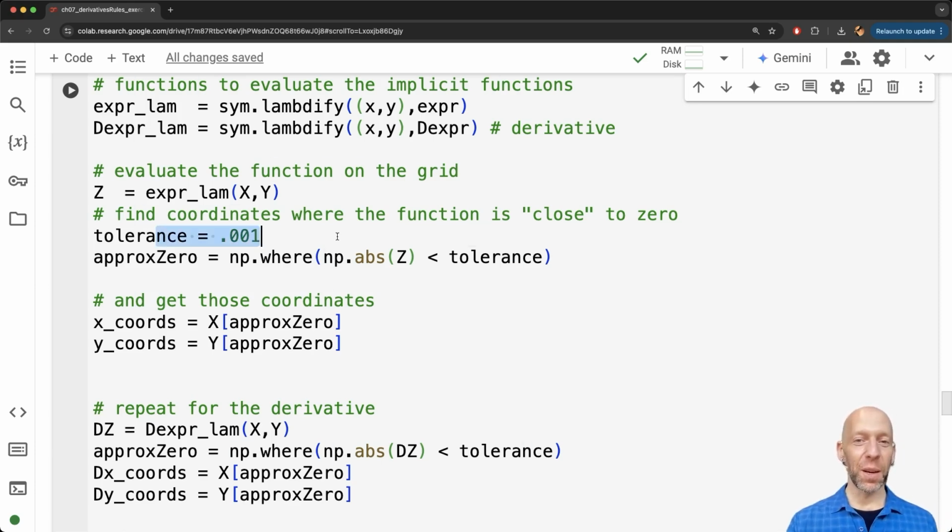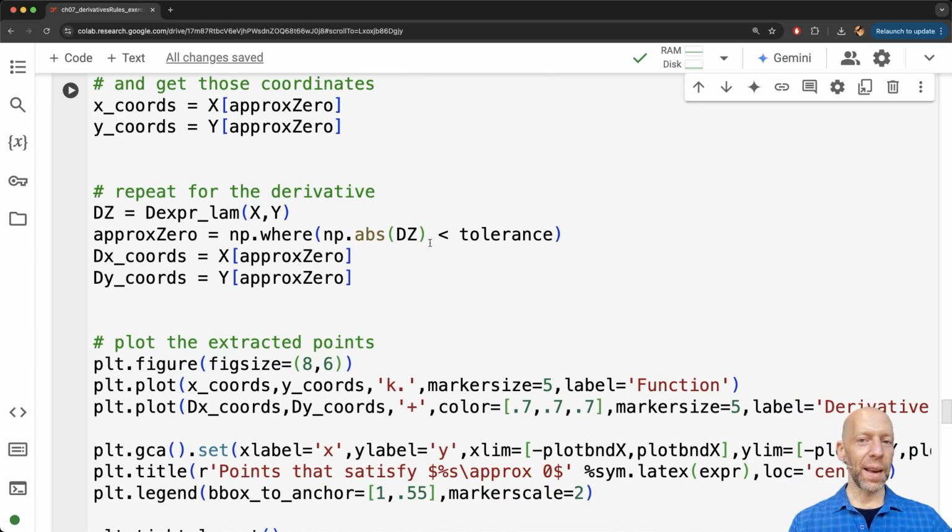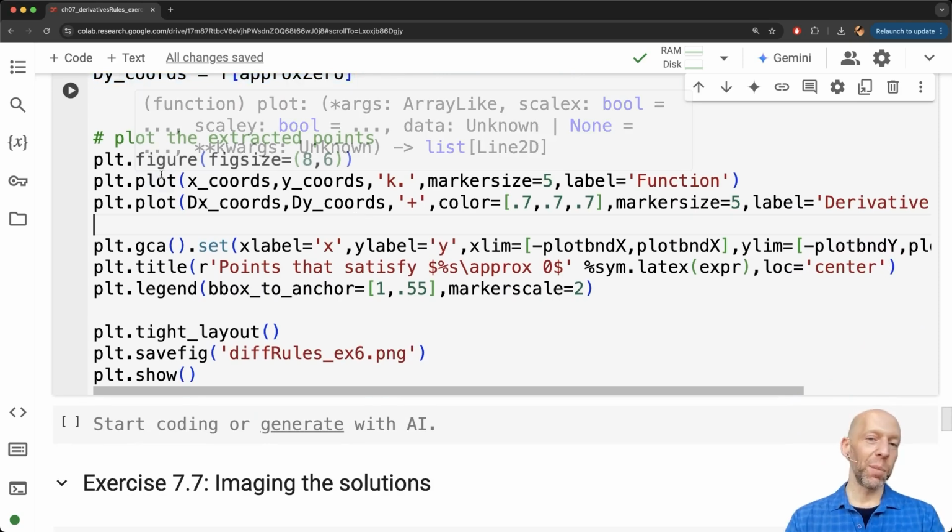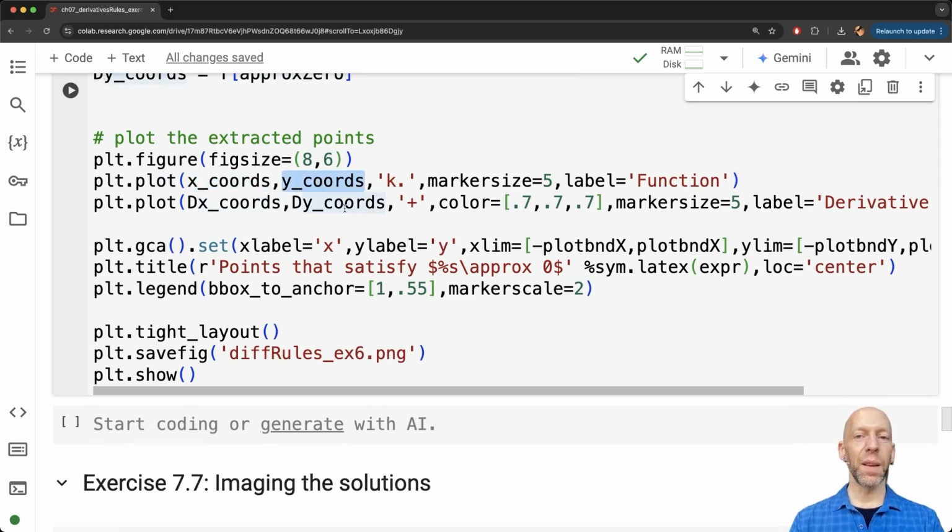So in theory, we want where z is exactly equal to 0. In practice, I'm looking for where z is smaller than 0.001. It's an arbitrary tolerance number. You can try playing around with this number and see what happens to the map of solutions when you have a smaller tolerance versus a larger tolerance. Okay, anyway, and then here I'm repeating exactly that same code for the derivative. And then here I'm making a plot. All of the xy pairs that solve the implicit form of the function and its derivative get drawn as black dots and as plus signs.